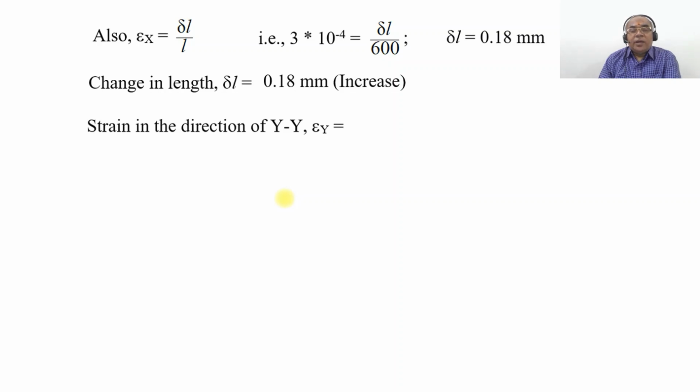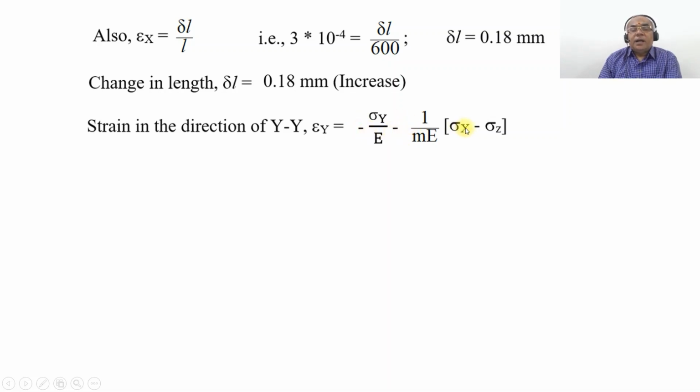Now when you are taking the strain in the direction of yy, which is epsilon y, it will be equal to minus sigma y by E minus 1 by m into E into sigma x minus sigma z. Actually, the equation says sigma y by E minus sigma z by m into E minus sigma x by m into E. Since the load applied in the y direction is compressive, therefore you are getting negative. So that is the reason why you are getting negative here.